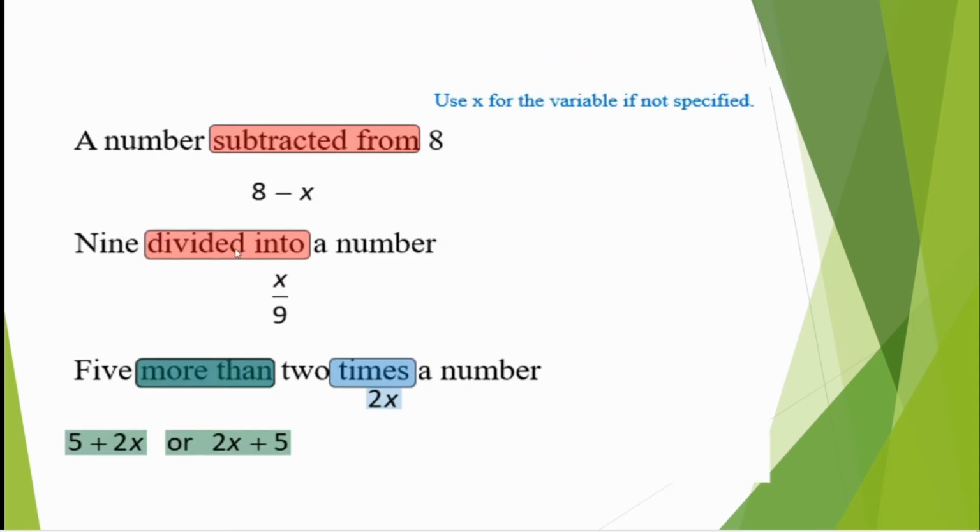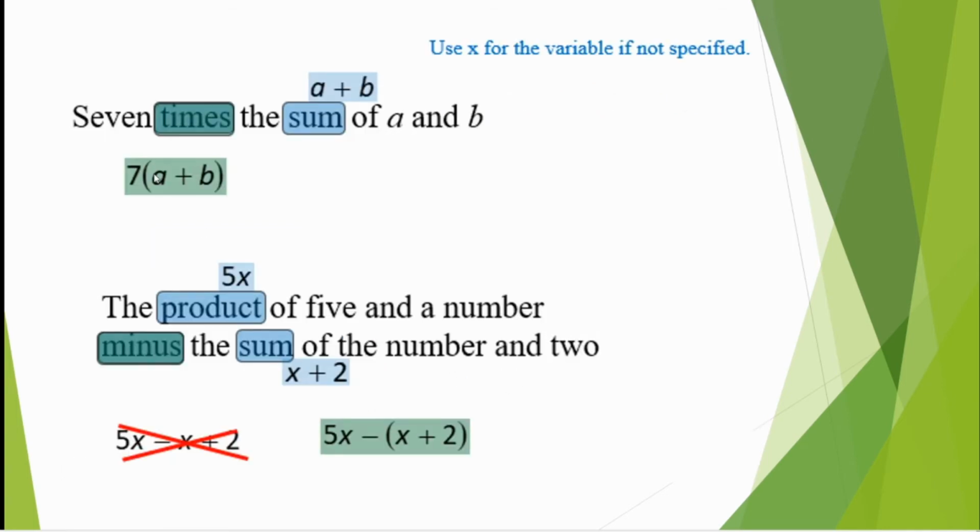So in here, another thing, a number subtracted from 8. So that is 8 minus x. 9 divided into a number, so x divided by 9. 5 more than 2 times a number. So 2 times a number is 2x, so we're going to have 5 plus 2x, or 2x plus 5. Either way.